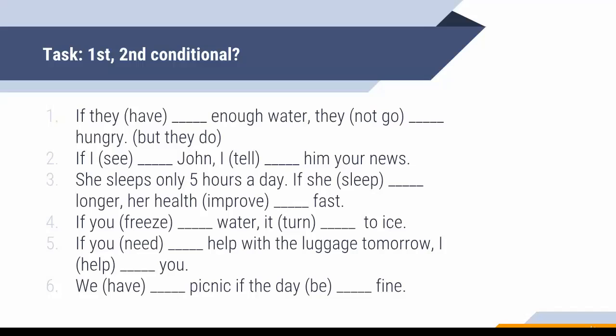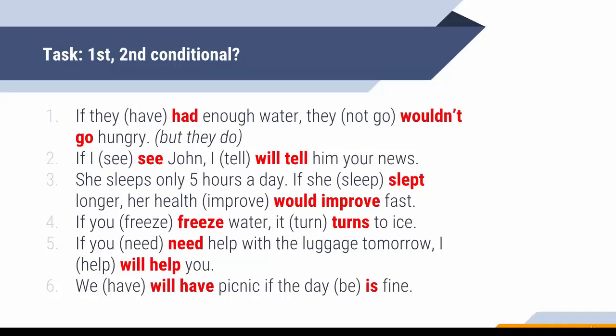Alright, it's one, and what you need to do is to choose between first and second conditional. If they had enough water, they wouldn't go thirsty, but they do. Because of this contrast, you need second conditional, exactly. If, past simple, would. If I see John, I will tell him your news. If I see him, and it's possible, I will tell him. It's not hypothetical. I will do it.